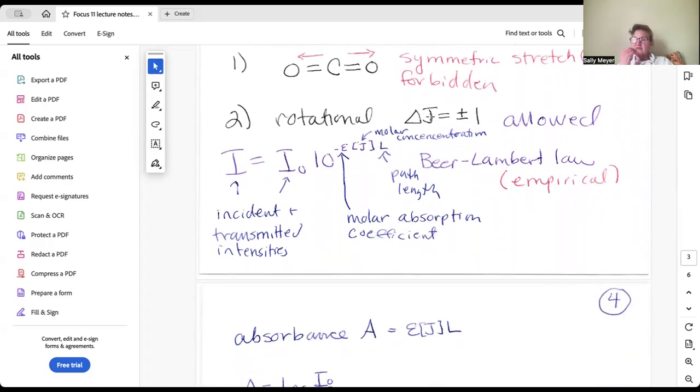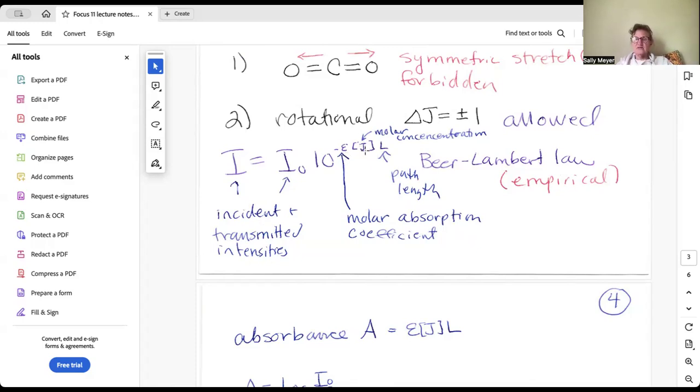Now, if we look at what you've learned experimentally, you've learned experimentally that the intensity of the light that's transmitted is related to the intensity of the light that you hit your sample with times 10 to the minus the molar absorption coefficient, the concentration of your molecules, and the path length. So that makes a lot of sense. There is some property of your molecule that gives it a different ability to absorb.